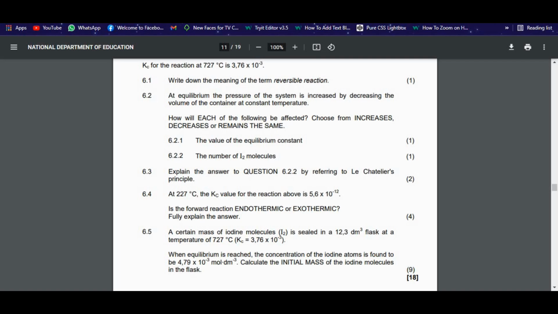Calculate the initial mass of iodine molecules in the flask. Okay, I see what's happening here. First things first, we need to decide how we're going to do this. We are given the Kc value, so that's fine when we get to the calculation, but we first need to set up a table, okay?